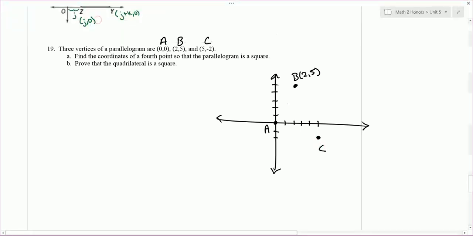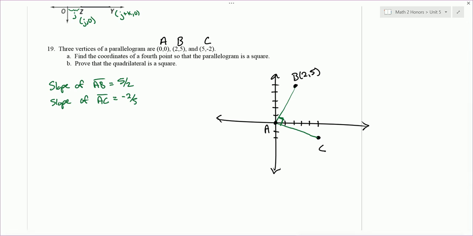And so what's given here is we have this right here. And I'm just going to take note of a few things. First of all, the slope of AB, using rise over run, is 5 over 2. And the slope of AC, rise over run, is negative 2 over 5. Okay. First of all, notice they're opposite reciprocals, so they're perpendicular to each other.